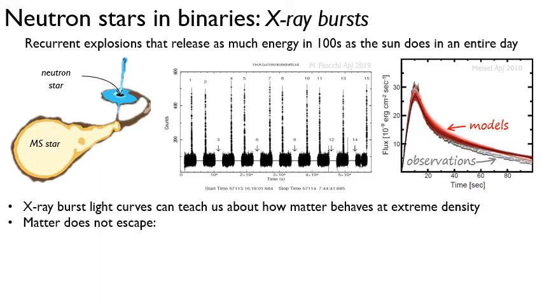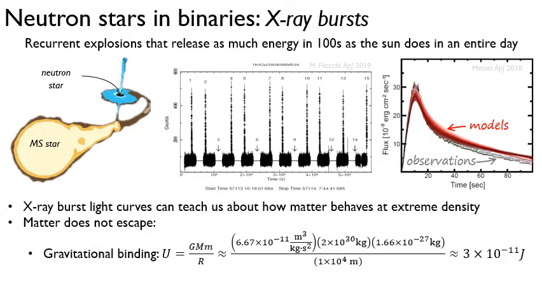Now, one difference between the accreting neutron star and the accreting white dwarf is the matter does not escape in this case. So we can calculate the gravitational binding energy of, for instance, a proton that's on the surface of the neutron star. So this is Newton's G times the mass of the neutron star times the mass of a proton divided by the radius of the neutron star. We go ahead and plug our numbers in. We call the mass of the neutron star a solar mass. The mass of a proton is very small, about 10 to the minus 27 kilograms.